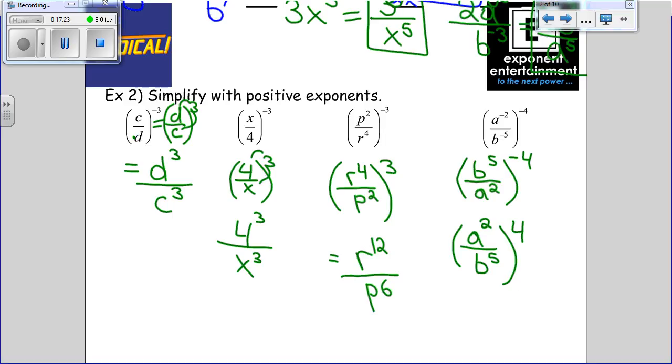So what do I have to do with that 4? Distribute it in. That means you multiply. So you have b to the power of 8 divided by b to the power of 20. Any questions on any of those examples we did on this page?